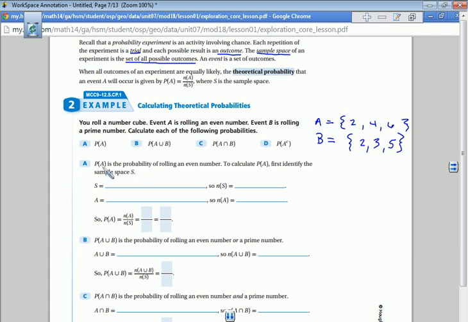Okay, so the probability of A is the probability of rolling an even number. To calculate the probability of A, first identify the sample space. All right, so what is the sample space here? 1 through 6. So there are 6 possible outcomes. The elements in A: there are 3. So it's the number of favorable outcomes over the number of total outcomes. So 3 over 6 is 1/2.